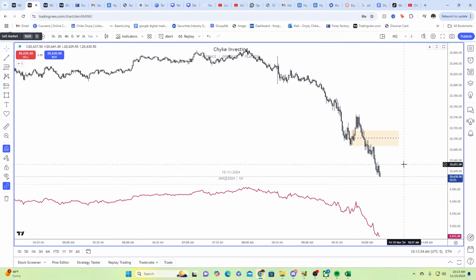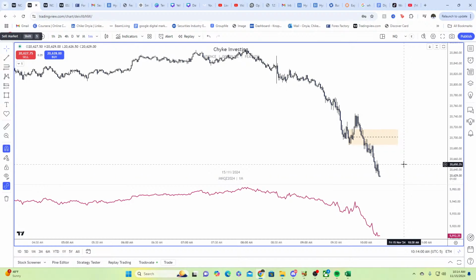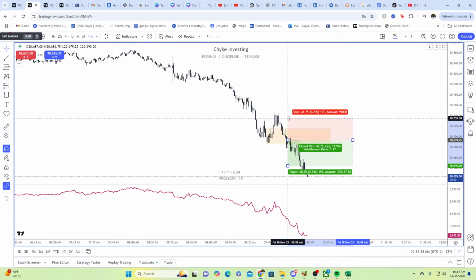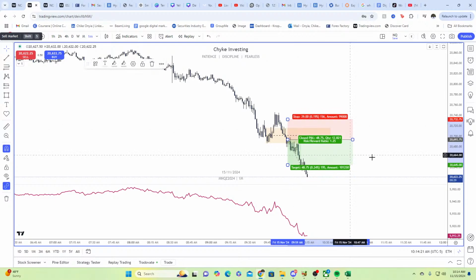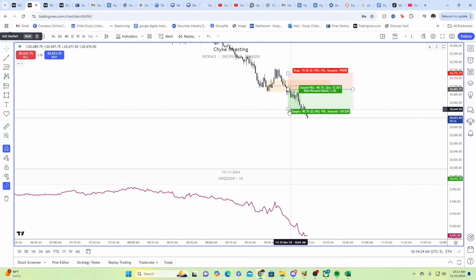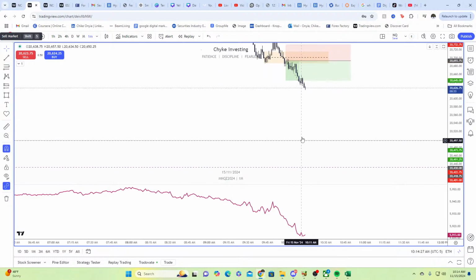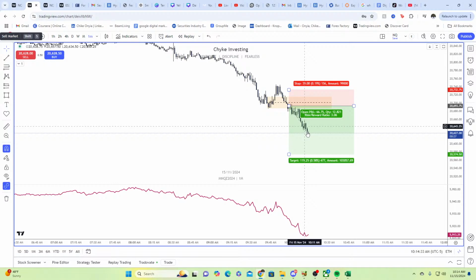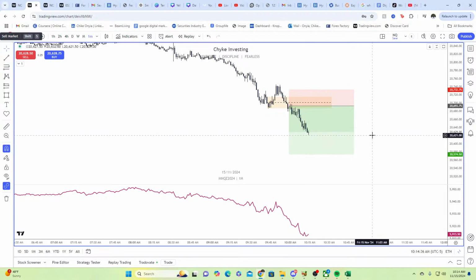Wait. Nothing to do yet. Targets all the way below here to this opening range gap. If we get a 22 model heading there, I'll take that.